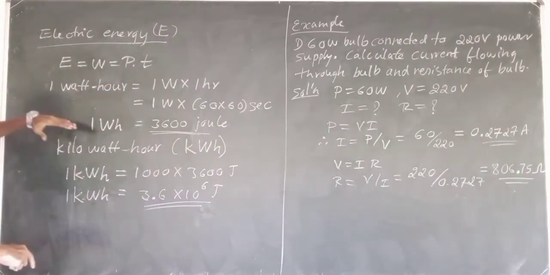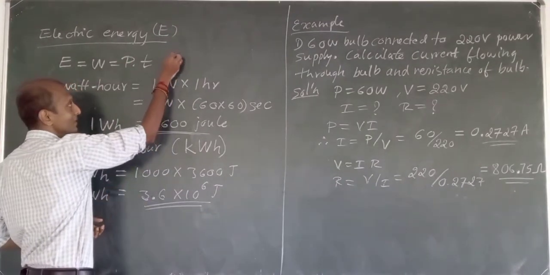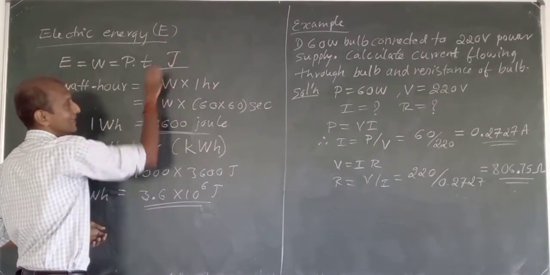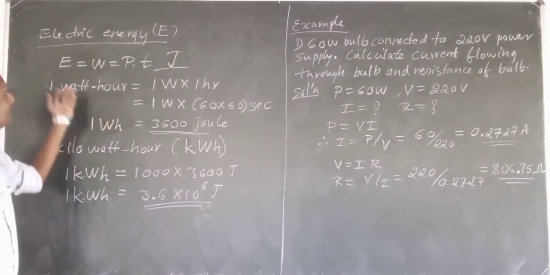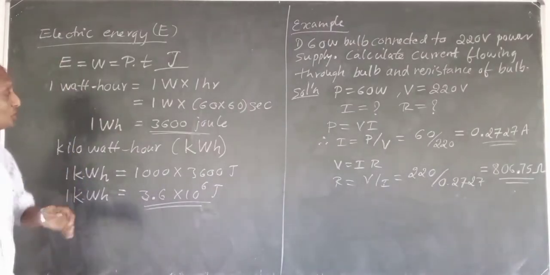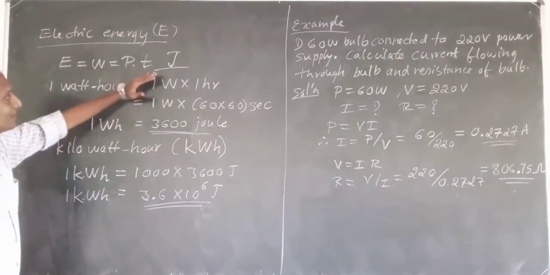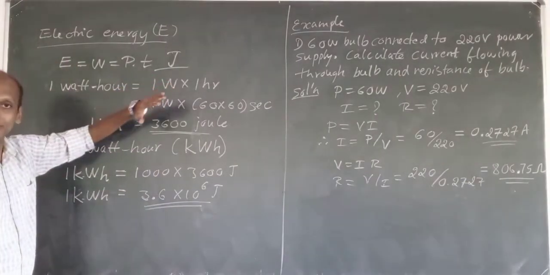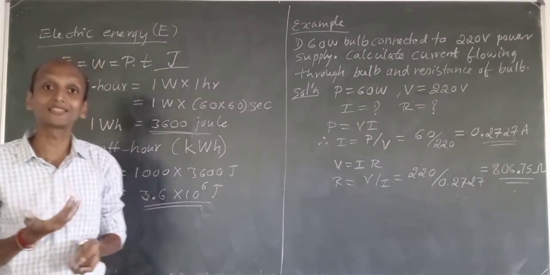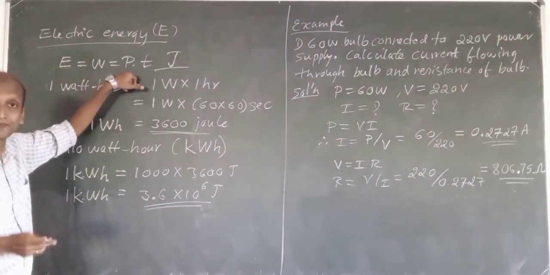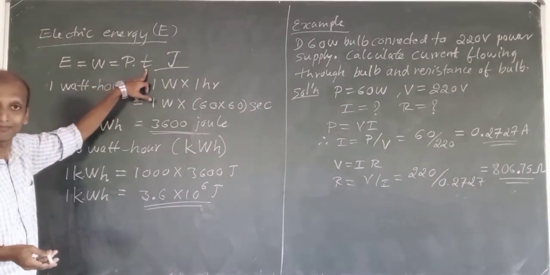Now, the SI unit of electrical energy is what? Joules. Usually we measure electrical energy or energy consumed in terms of watt hours. Watt hour is nothing but joules only. So how to calculate 1 watt hour? In 1 watt hour, watt is the unit of power, and hours or seconds is the unit of time.